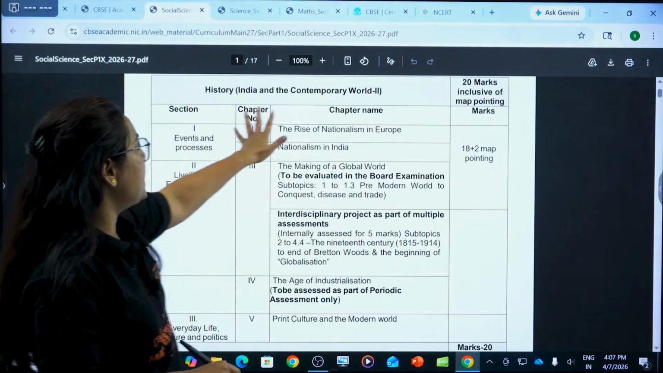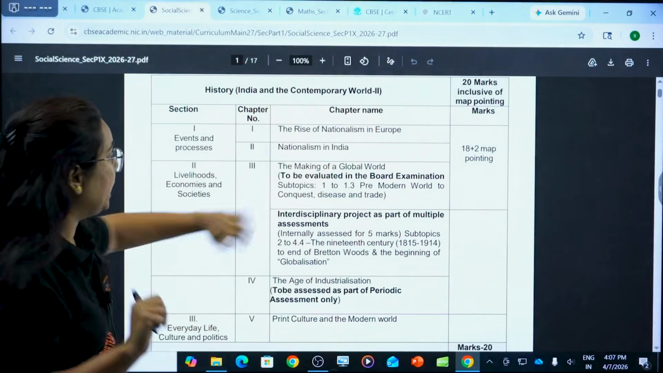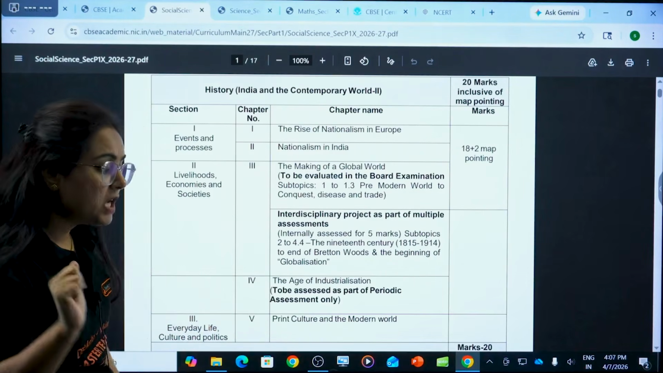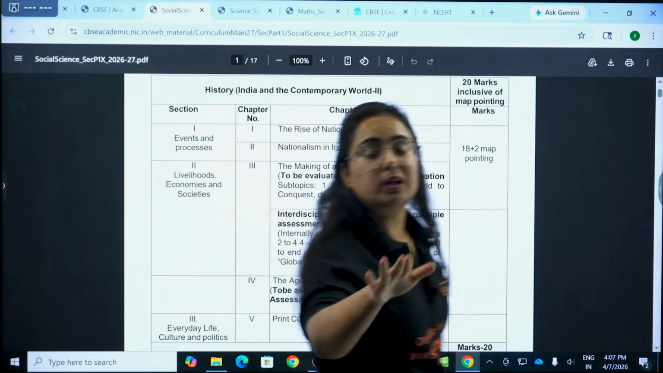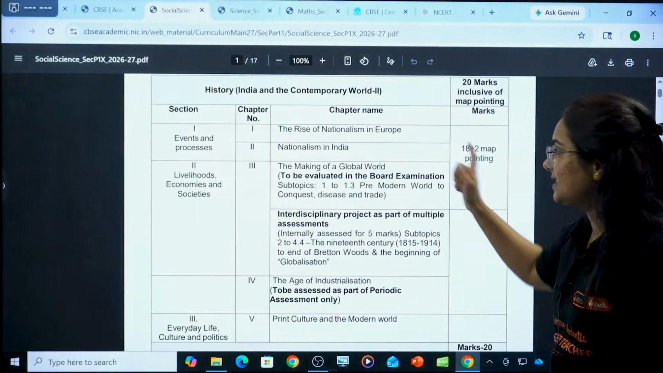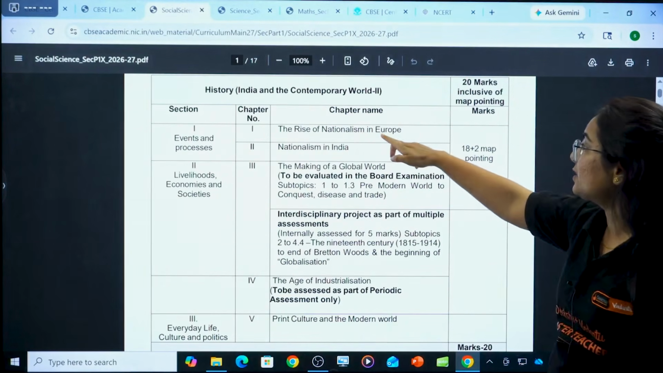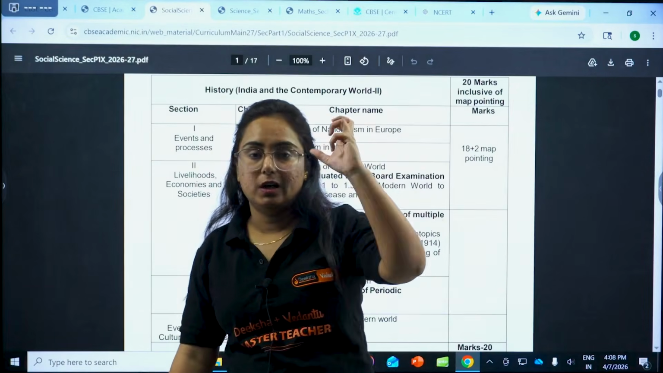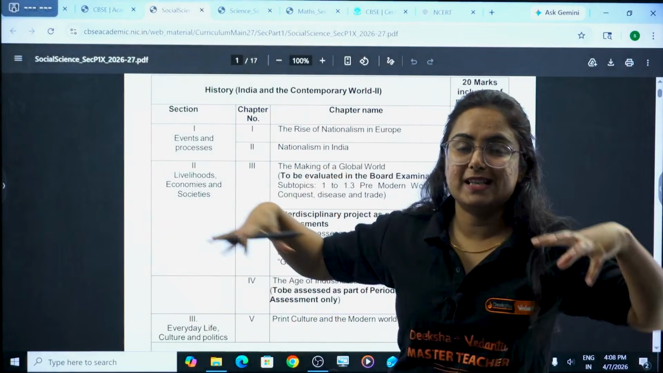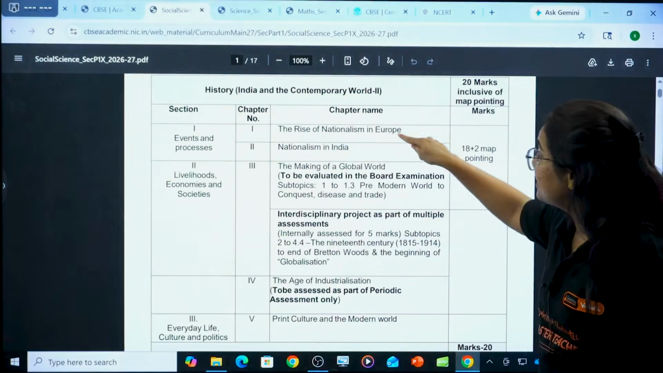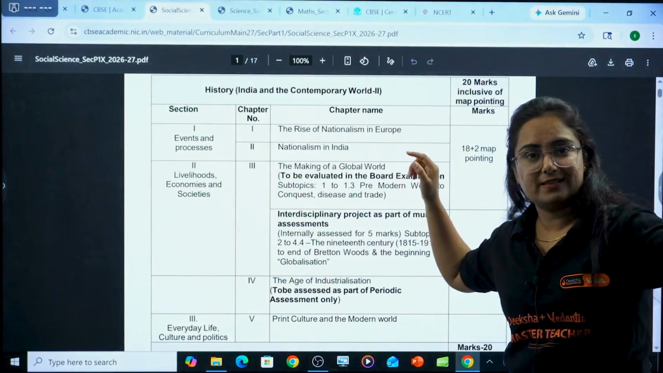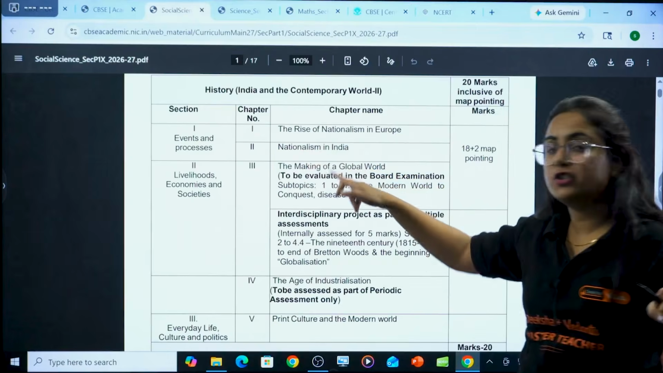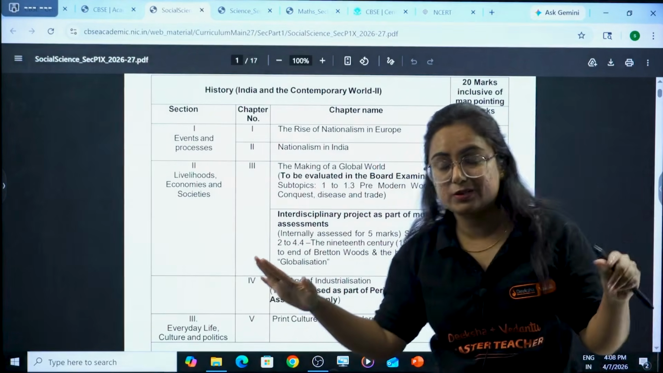So history, India and the Contemporary World 2, the book name, which has certain chapters. Basically it has 5 chapters. This doesn't mean that all 5 chapters are going to come in your exam. See, first chapter is Rise of Nationalism in Europe. It is basically the detailed explanation of what happened in Europe, right, in the 18th, 19th century. This is totally going to come in your examination, fully assessed. Okay, second chapter is Nationalism in India. Again, the full chapter is going to come.